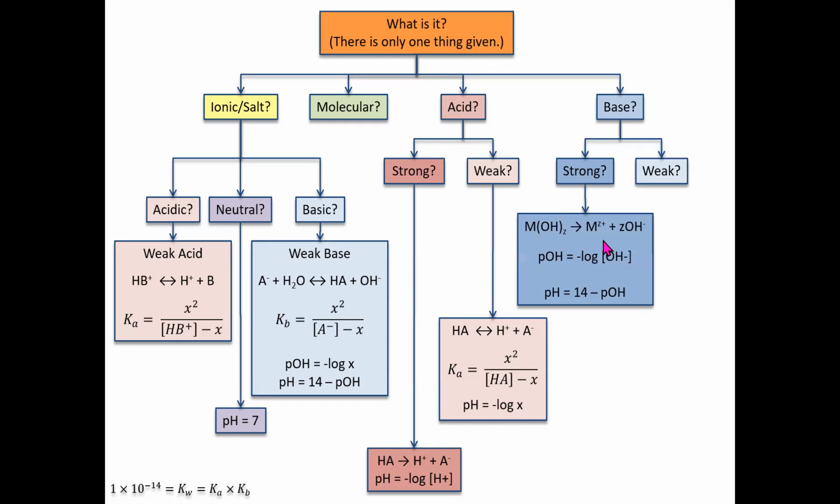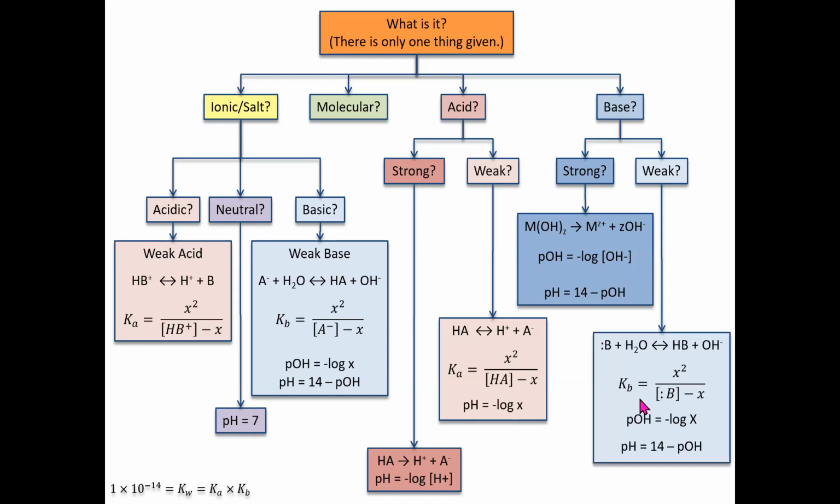And then if it's base, if it's a strong base, make sure you balance the equation so that you have the ratio of the metal to the hydroxides, and you take into account the hydroxide concentration for the ratio that are there. And if you want to do the pOH, it's the negative log of the OH concentration, and then 14 minus the pOH gives you the pH. And then the weak works just like we did for the weak base over here.